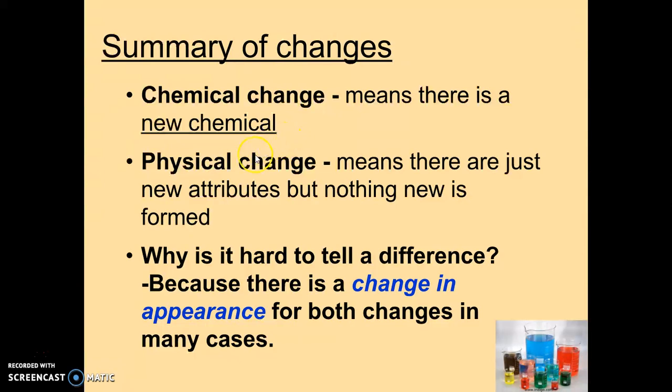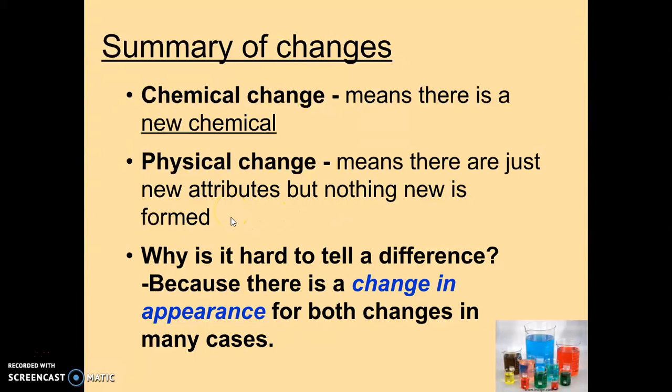If you contrast that to physical change, it just means that there might be new attributes, but nothing new is formed. If you think about water changing phases, from solid to liquid to gas, nothing new is formed. The molecules aren't rearranging. They're just changing their form. There are no new chemicals formed.